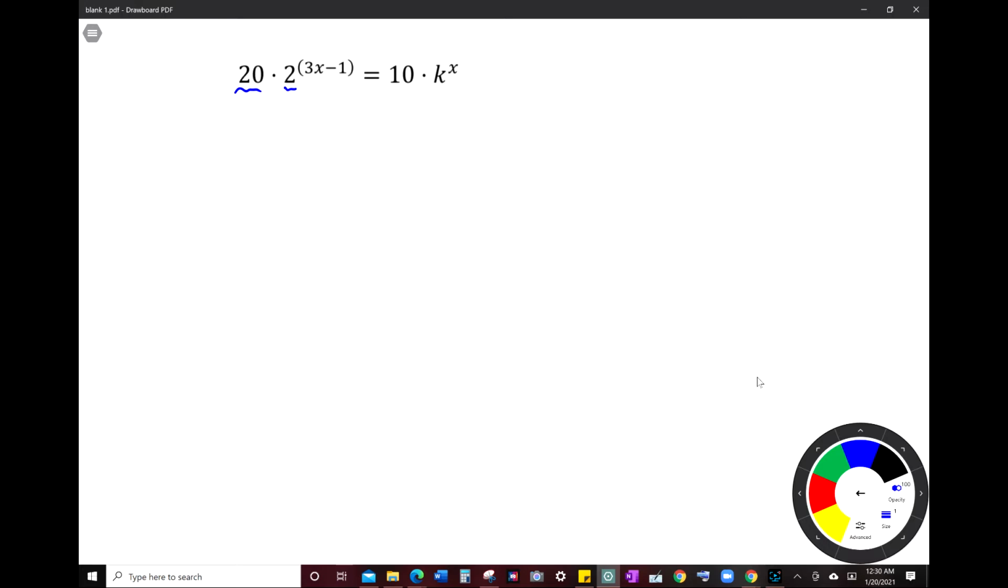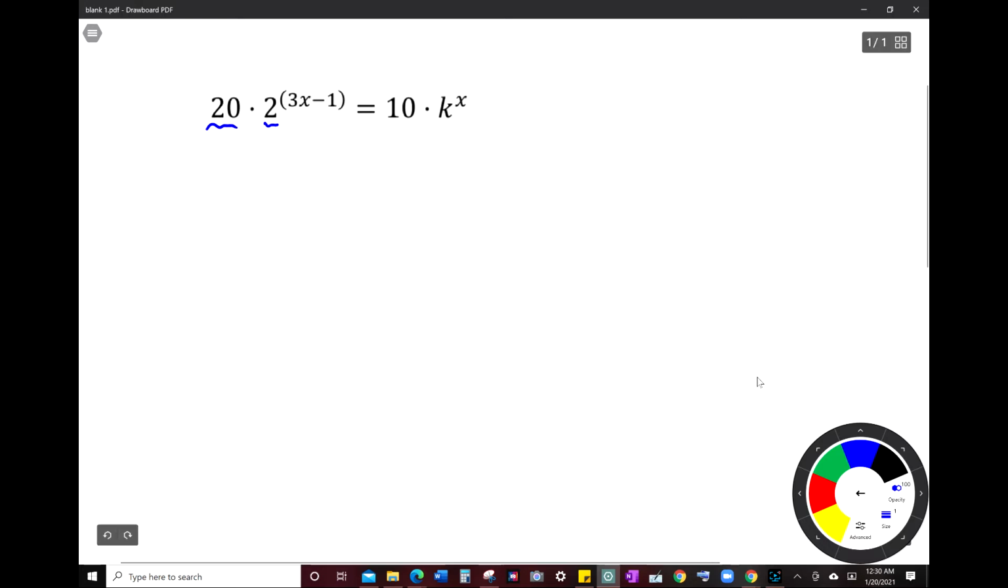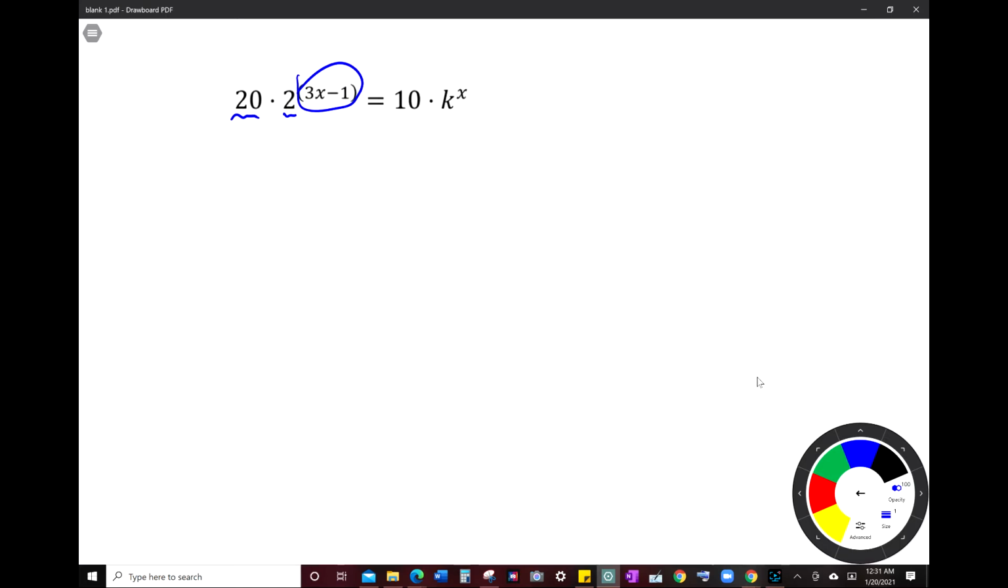The reason is the 2 is already stuck under the exponent, this one. So 2 is not independent. So therefore we cannot take 2 away and multiply with 20. Alright? So then we try to get rid of 20 or 10, and from my perspective, I will try to get rid of the small number first. So I divide by 10 on both sides. And now I have 2 times 2 raised to 3x minus 1 equals k raised to the x power.